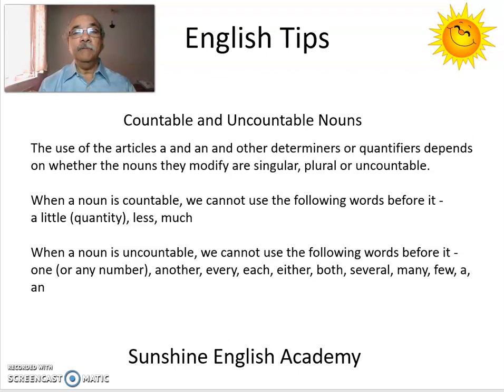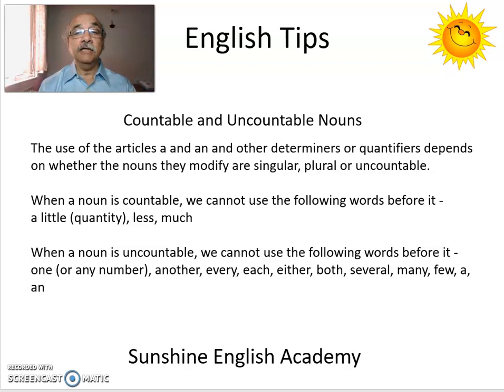When a noun is countable, we cannot use the following words before it: a little, less, much. For example, we cannot say a little cars, or less cars, or much cars, because cars is a countable noun. Please note here that a little is in terms of quantity, not in terms of size, because a little car may mean a small car, but we are not talking about size, we are talking about quantities here.